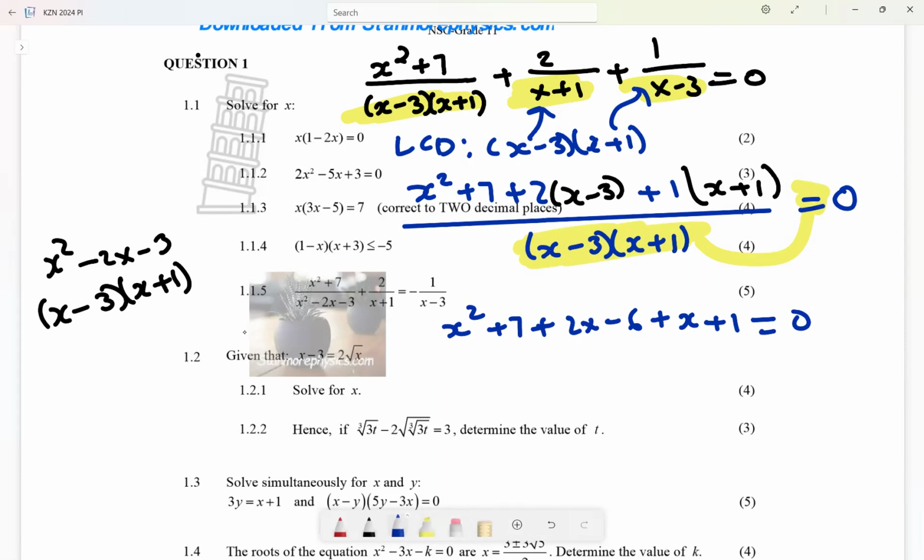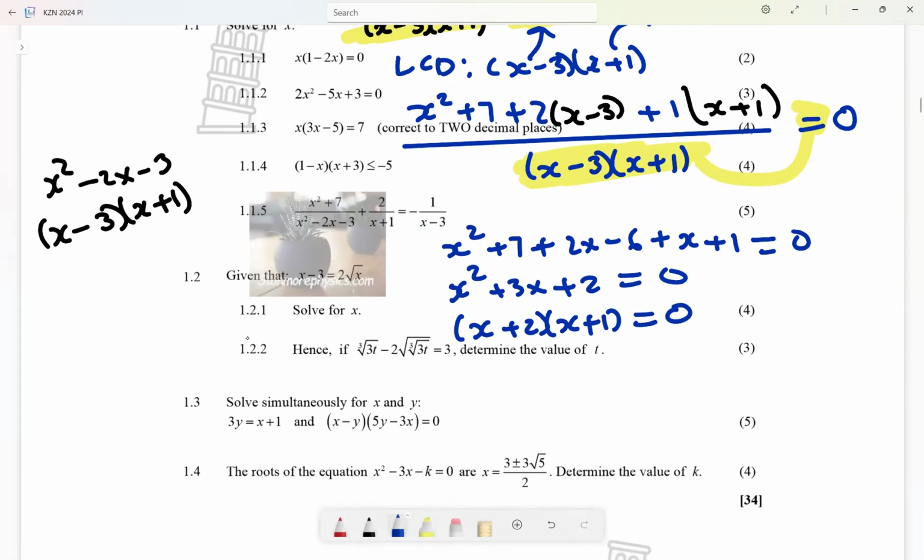X squared, it is alone. 2x plus x, it is positive 3x. 7 minus 6, it is 1, plus 1, it is 2, it is equal to 0. So then I can solve this. This is the same as x plus 2, x plus 1, it is equal to 0. Okay? Then now, I can say x is equal to negative 2, or x is equal to negative 1.